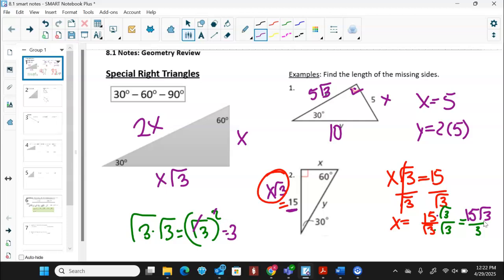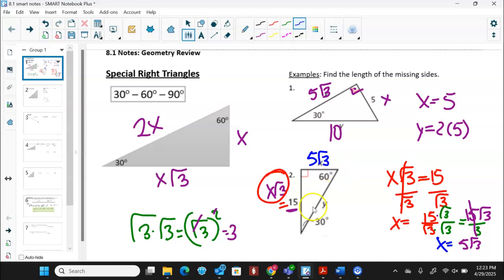And then of course, can I simplify it further? Absolutely. I can divide 15 by 3, and that gives me 5. So this simplifies to 5 root 3. So guess what? My x is 5 root 3. This side is x, so that means this side is 5 root 3. That's what my x is.